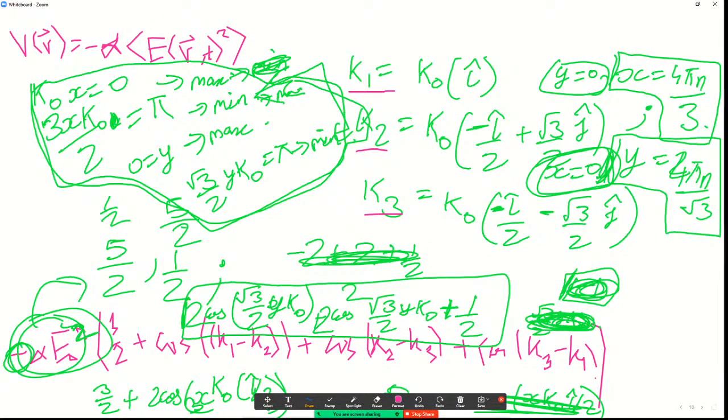Because we have minus alpha E naught square. Oh yeah. Then this only x equals 0 and y equals 0, so these are minimas only. These are minima and these are maxima. I have written it opposite because at that time I didn't know about this minus sign. These are all opposite. Minima, maxima, minima, maxima.